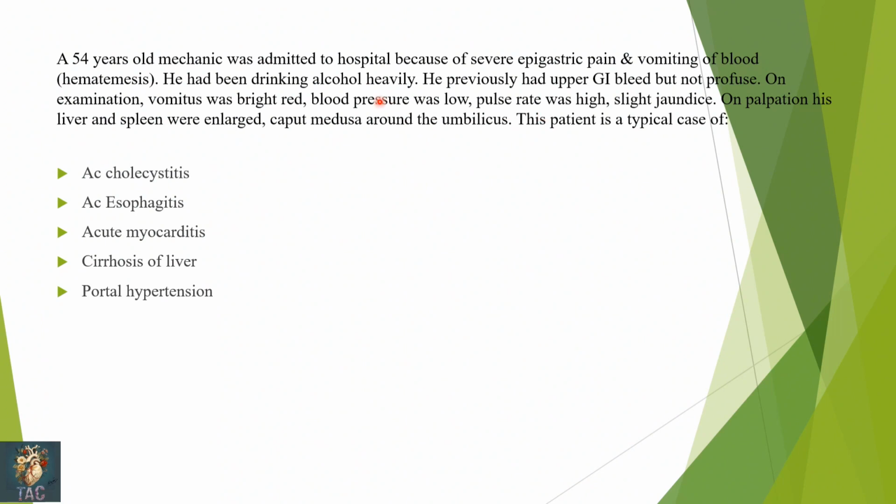So please remember, the patient is alcoholic. There is epigastric pain and hematemesis, low blood pressure. On palpation, liver and spleen are enlarged, and caput medusae, that are the enlarged vessels present around the umbilicus, is a typical feature of portal hypertension. So this is the answer.